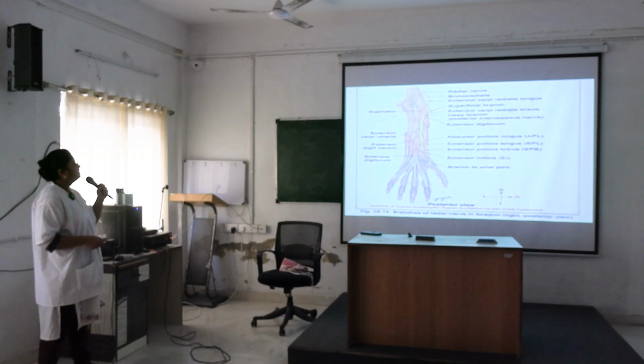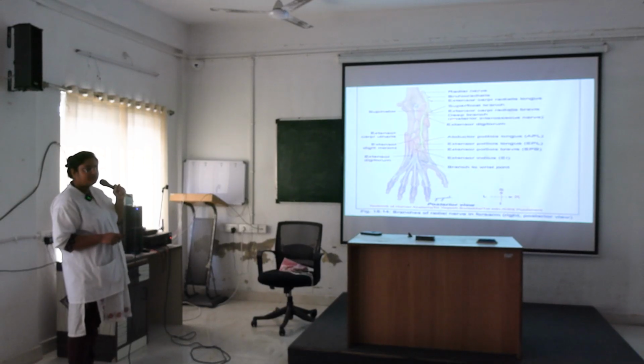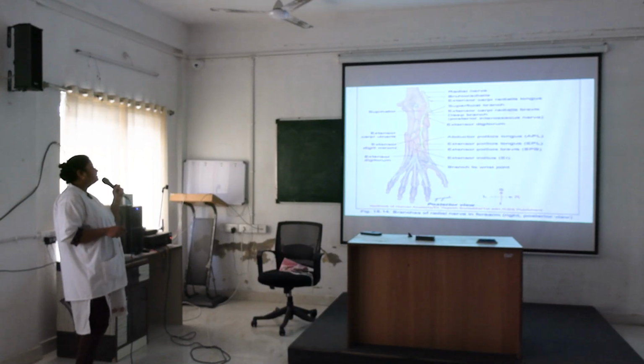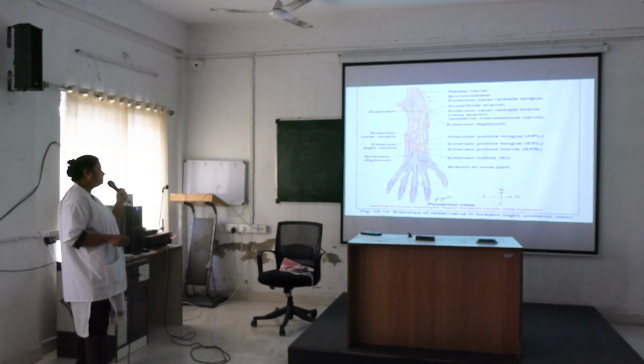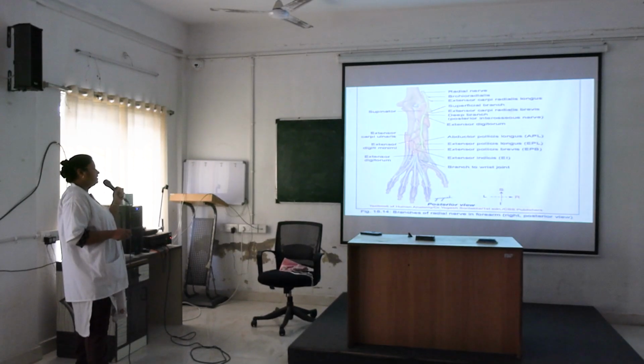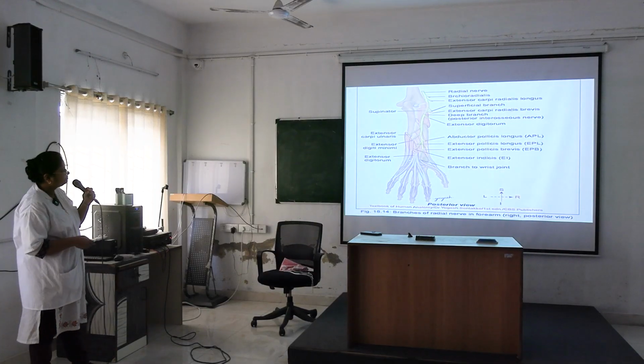The nerve of this compartment is posterior interosseous nerve. The supinator muscle has been shown here. This is abductor pollicis longus, extensor pollicis brevis, extensor pollicis longus, extensor indicis, extensor digitorum, extensor digiti minimi, extensor carpi ulnaris. All those are supplied by this posterior interosseous nerve.